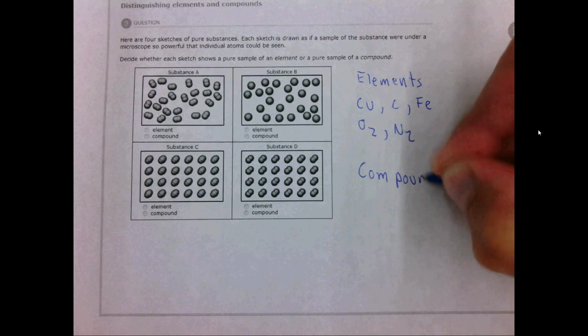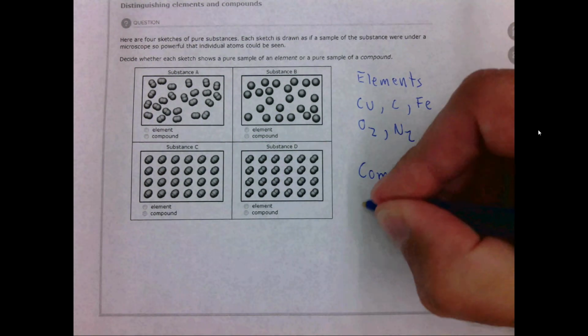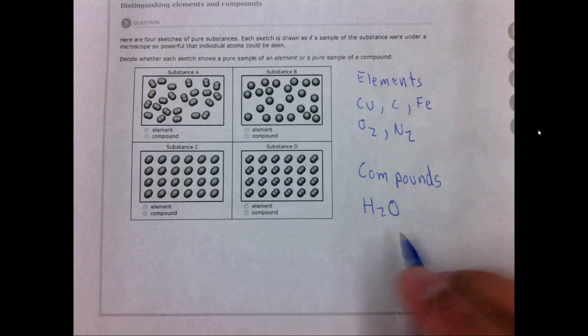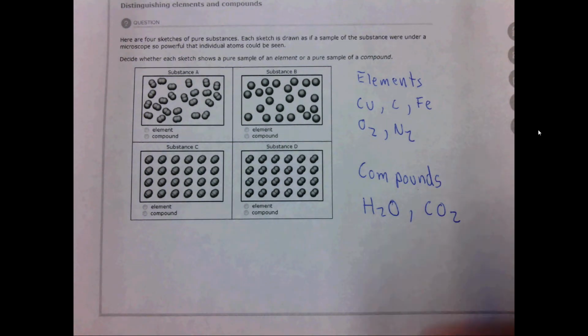Then there are compounds, which are two or more elements. A classic example would be water. It has 2 hydrogens and an oxygen. That's a compound. Or carbon dioxide, CO2. And of course, there are an infinite number of other compounds as well.